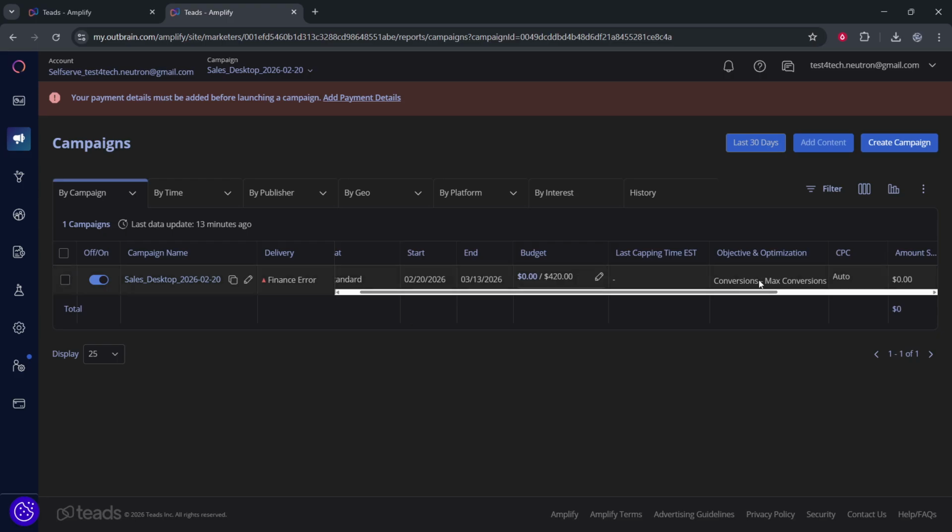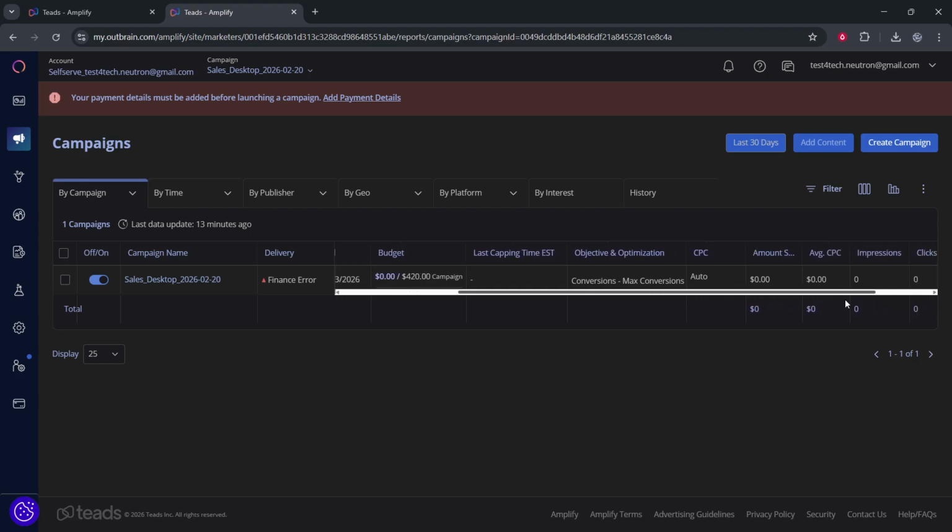Finally, check CPA, or cost per acquisition, which is spend divided by conversions. CPA tells you what each conversion actually costs. Compare it to your target to understand profitability and efficiency over time.